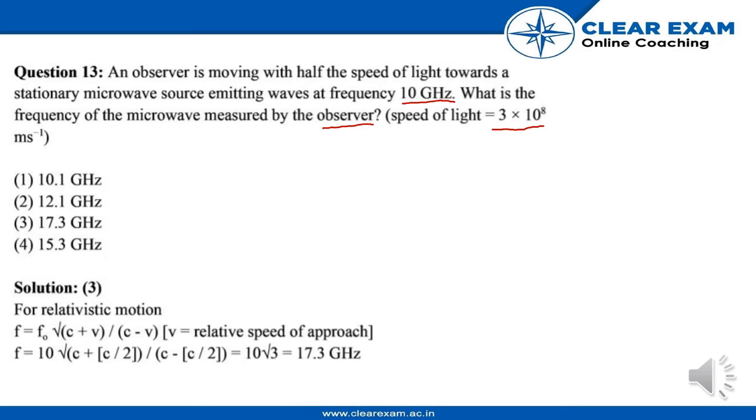For relativistic motion, we know that f equal to f naught root (c plus v) upon (c minus v), where v is the relative speed of approach. This one.